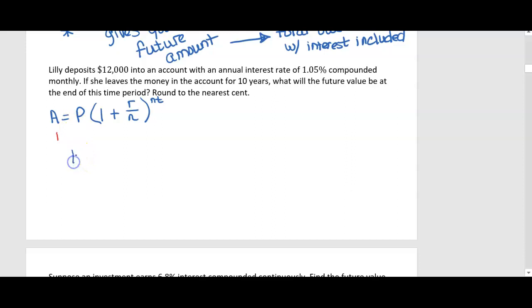Principal, so we're going to have $12,000, parentheses, 1 plus. Our rate is 1.05%, and when I change that to a decimal, I get 0.0105 over n. n is my compounding intervals, and it told me that it is being compounded monthly. So that is 12 months in a year, so it's going to be compounded 12 times. Close the parentheses to the nt power. Again, n is my intervals, which is 12, and t is my time, and it is given to me in years. So 10 years.